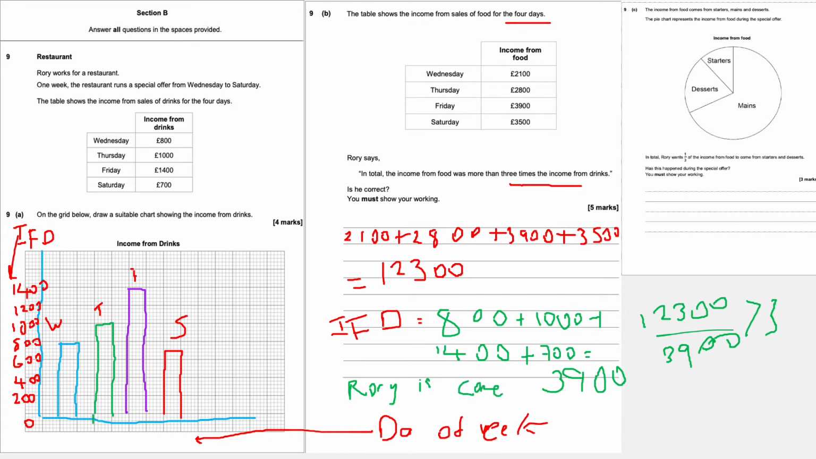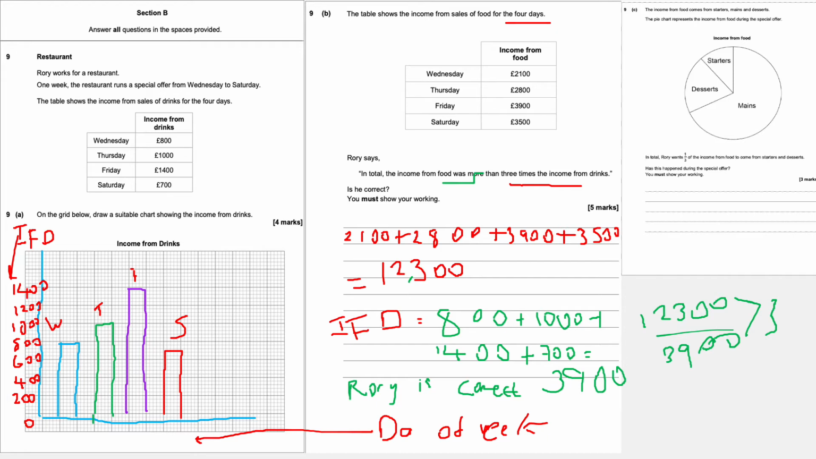Okay. So I hope that makes sense, guys. So it's adding the income from food. I got 12,300. Adding the income from drinks, I got 3,900, if I am correct. 1,800, 3,200. Yep. And then comparing your answers, so doing this number divided by this number gives me a number bigger than 3. And the statement said the food was more than 3 times. I thought it said exactly 3, so I said no initially, but the answer is correct. So make sure that you read the question carefully.